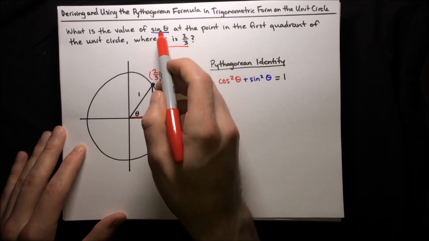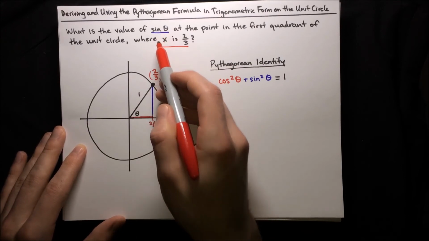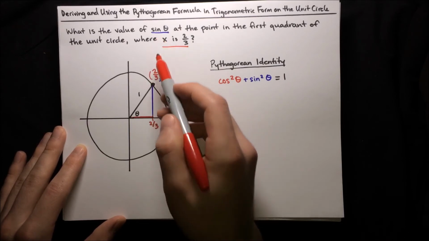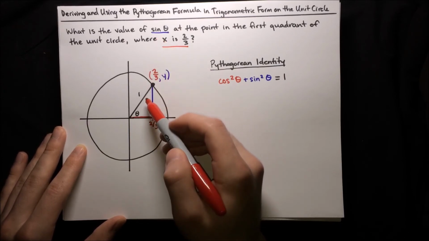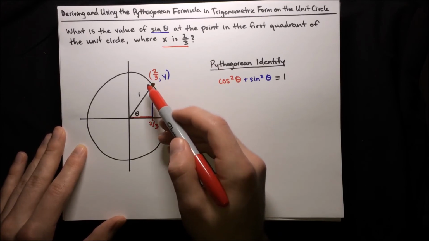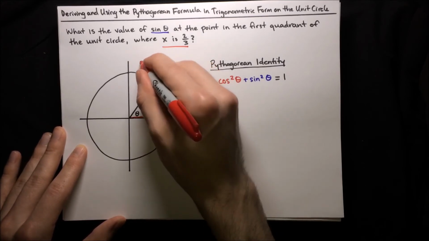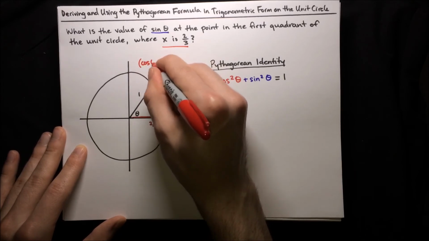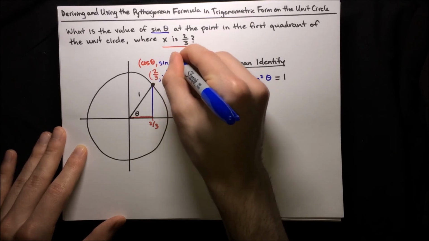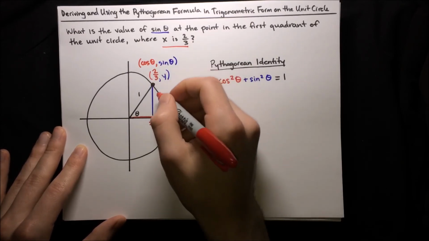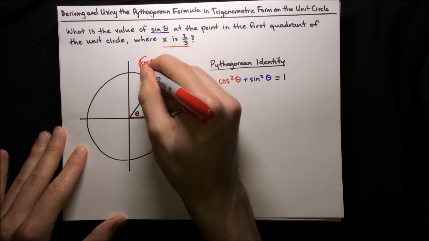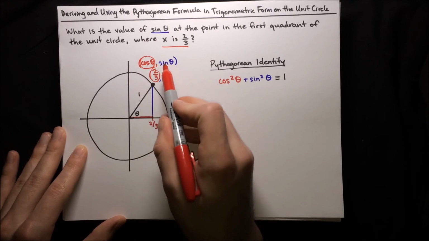So this example is a little bit more involved than the previous ones. The previous ones, we were asked for cos theta, and we just looked to the x coordinate, which we have. And that's still going to come into play in this example, but we're going to have to do a little bit more. So let's label our point as cos theta, comma, sine theta. And we notice that, of course, cos theta is just 2/3, because that's the x coordinate here. Now, how can we find sine theta?